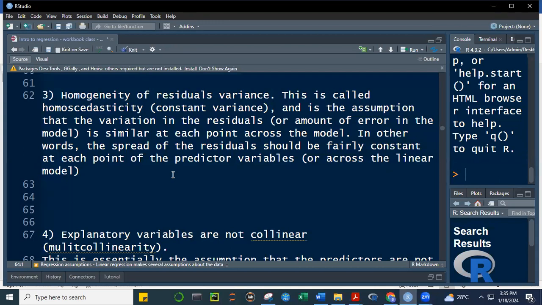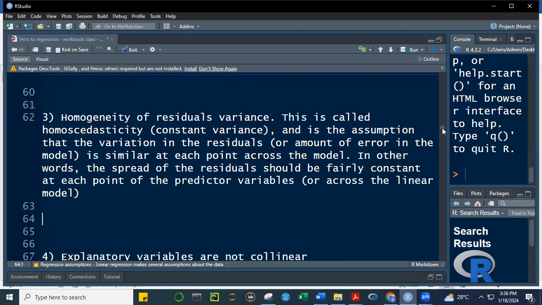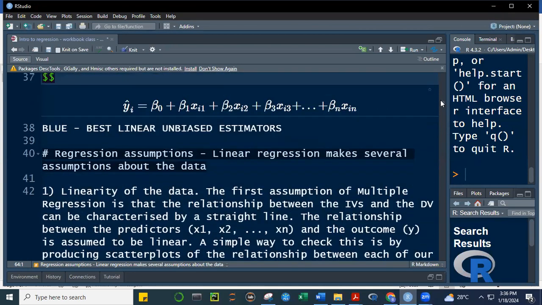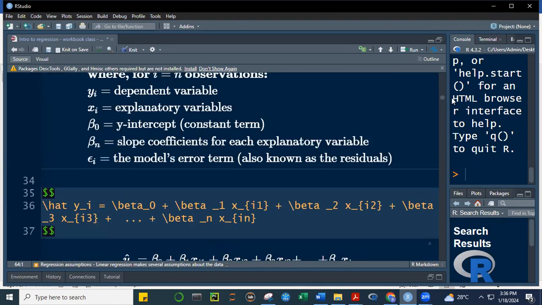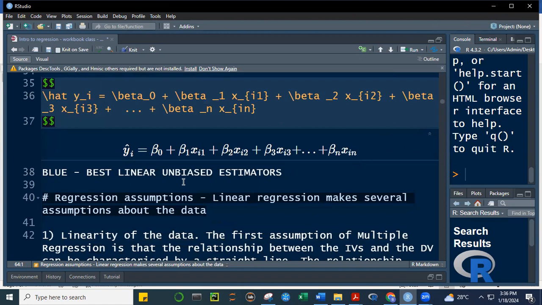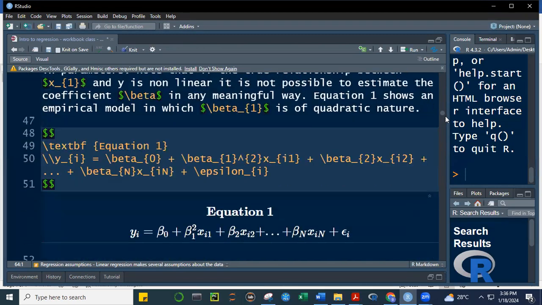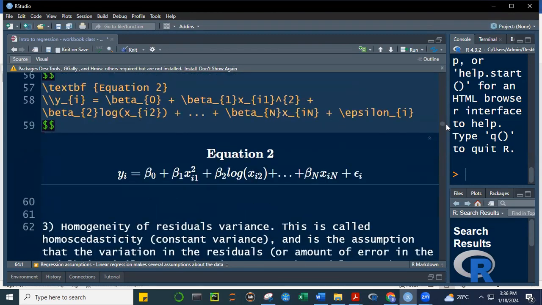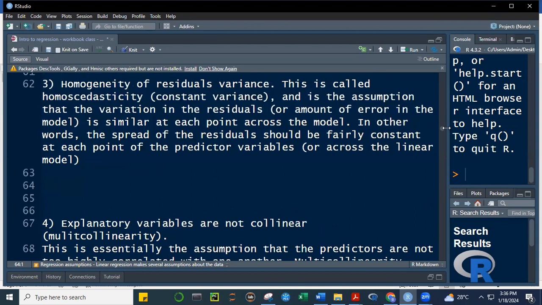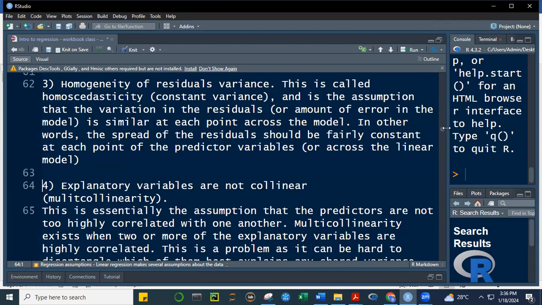Kasi pag heteroscedastic yung ano natin, then possibly class, hindi na blue yung coefficients. Diba sabi natin kanina, best linear unbiased estimators. Baka bias na siya. Okay, so that's something we're going to discuss as we go along, as far as homogeneity of residual variance is concerned.